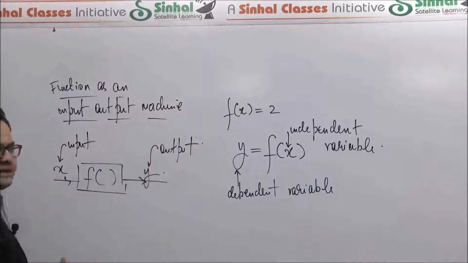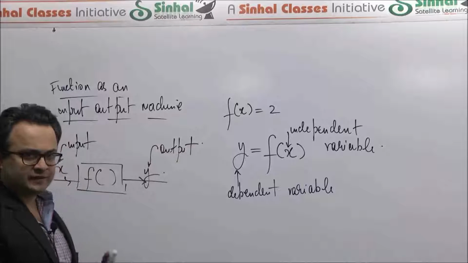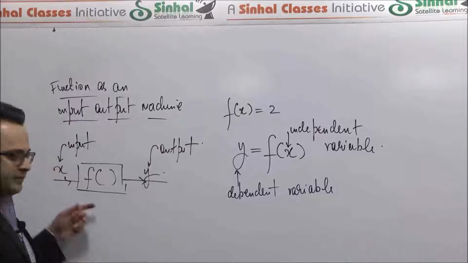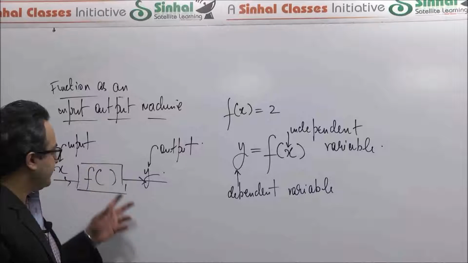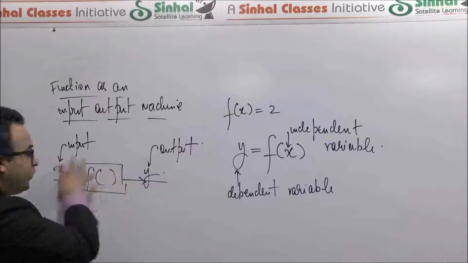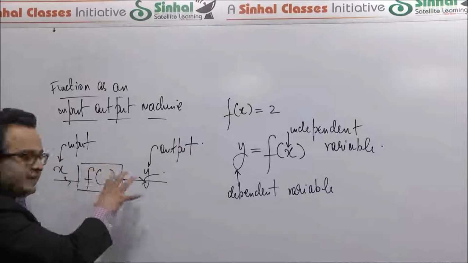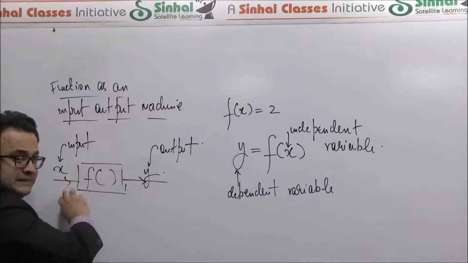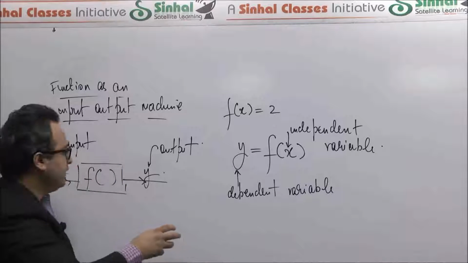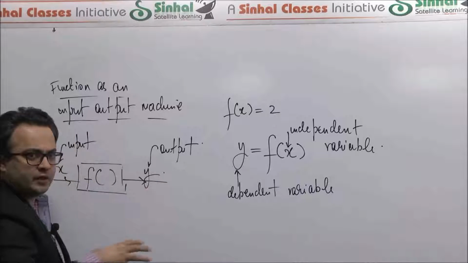And f over here is the circuit of the machine, the involved circuit. So one way of thinking about this whole function is that you have this machine in which the independent variable acts as the input. Then the circuit, or the function, transforms it, depending on how the circuit has been designed, how the function has been defined. The function will transform this independent variable into some other value, and that value is then stored in the variable y, which is your output.